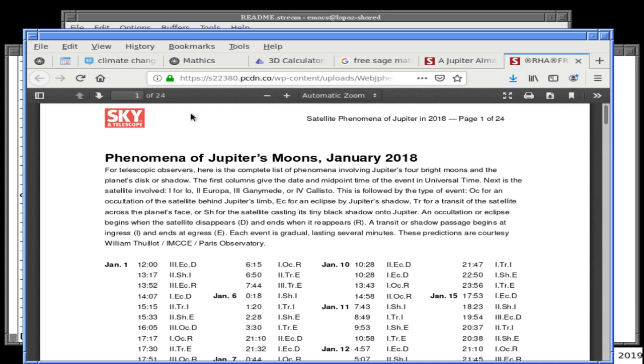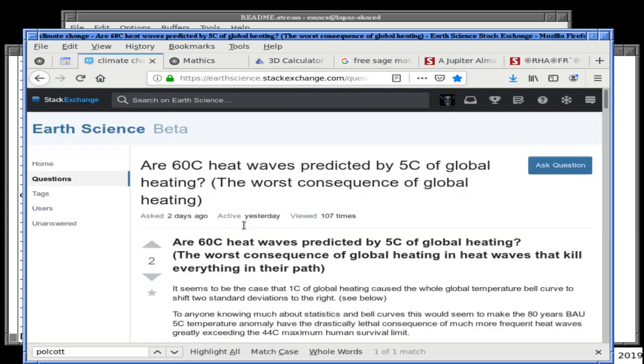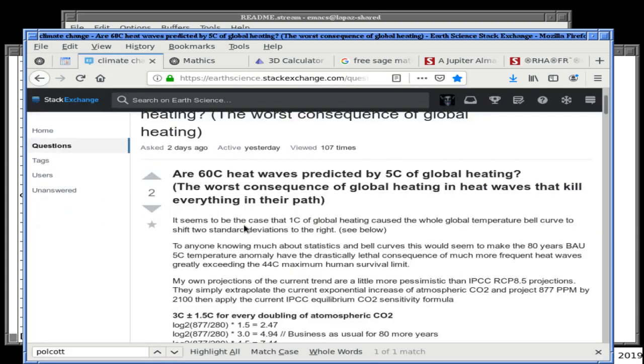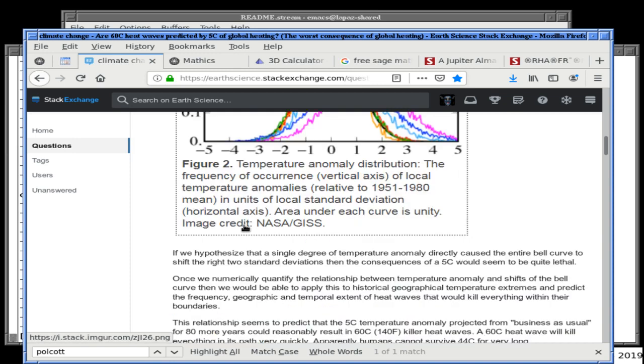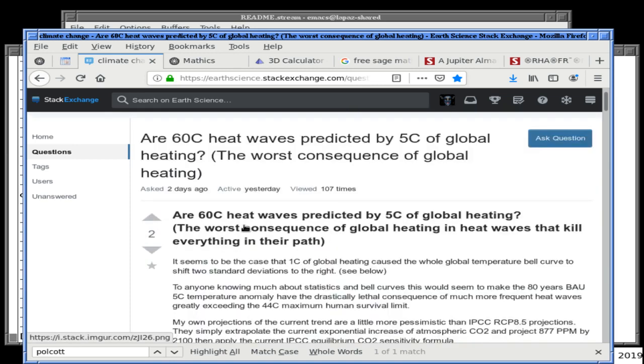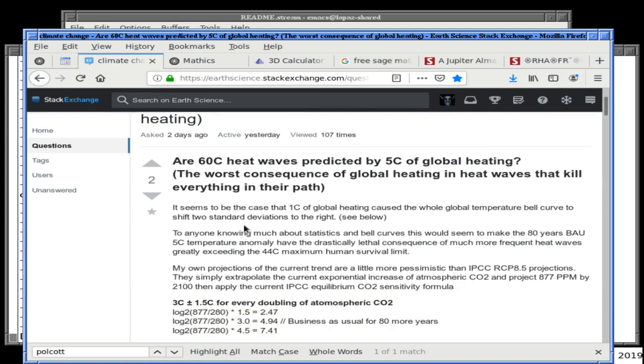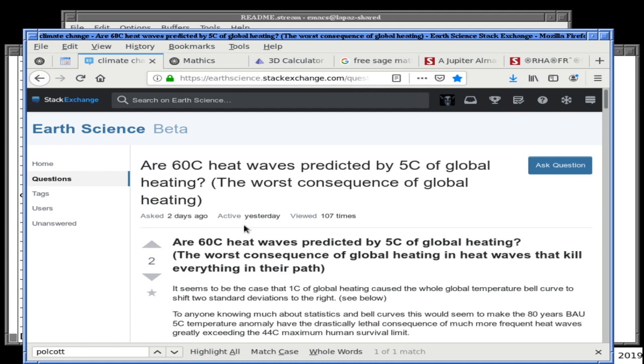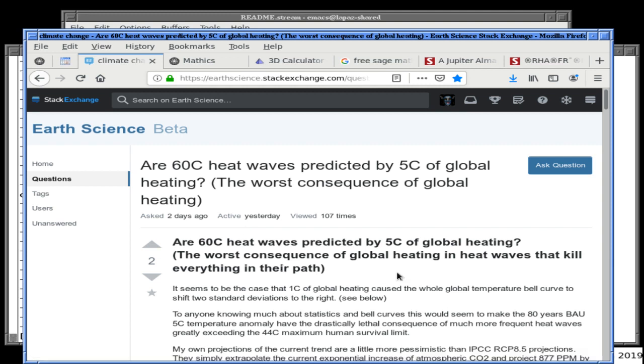But let's be more specific here. What we have here is a question by someone called Polkot, who I might refer to as a he just because that's the generic, but could be a she, could be not a he or a she. Polkot believes global warming is occurring, like a lot of other people do, but seems to believe that global warming is occurring at a much faster and more dangerous rate than other people think.